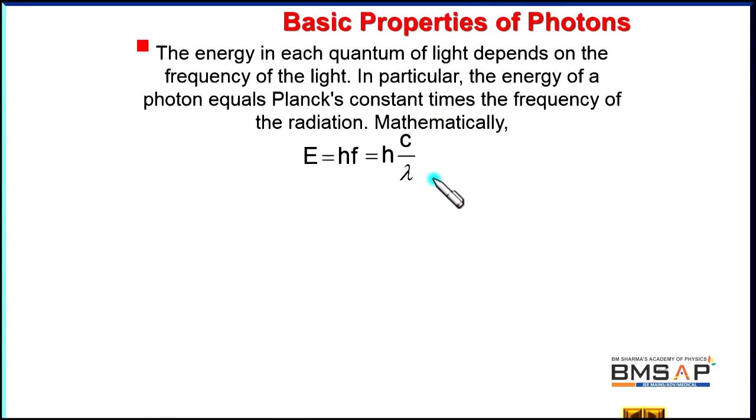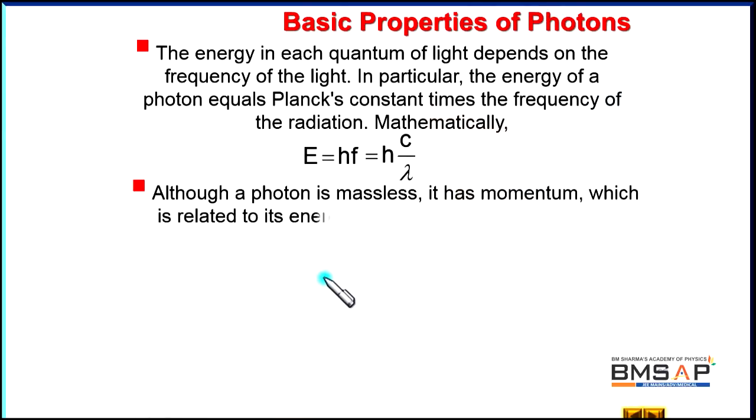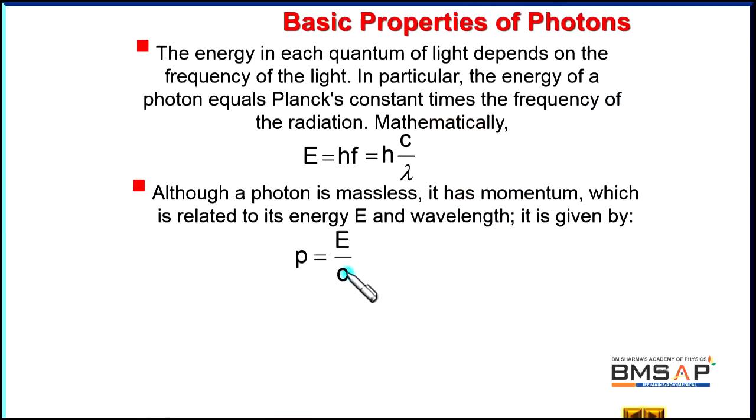A photon is massless. Its rest mass is 0 because a photon is always in motion in empty space. It is massless, but it has momentum. Its momentum is equal to energy divided by the velocity of light, and it is related by the expression p = E/c. E is the energy of the photon and c is the velocity of light. Here we can substitute E = hc/lambda, and c will get cancelled. We will have the term h/lambda. This is the momentum of the photon.